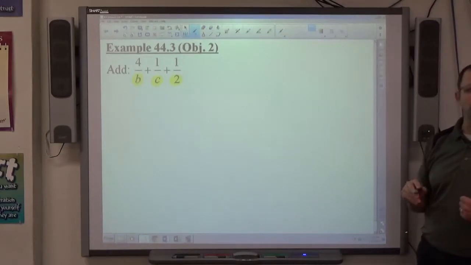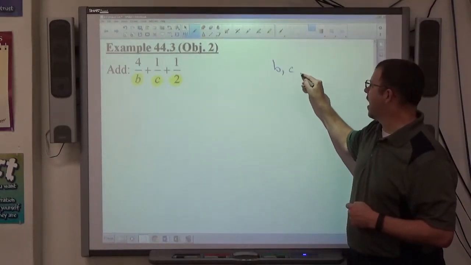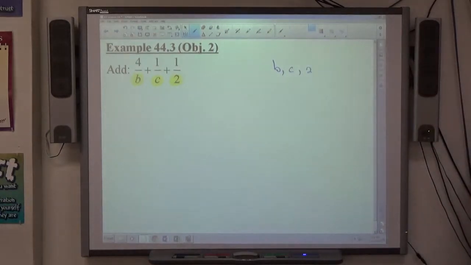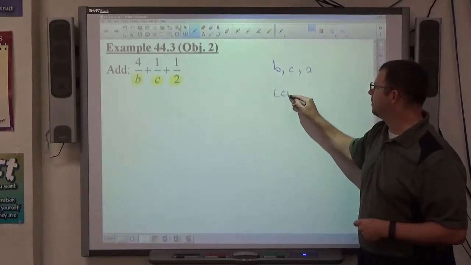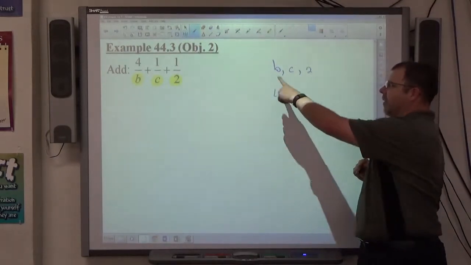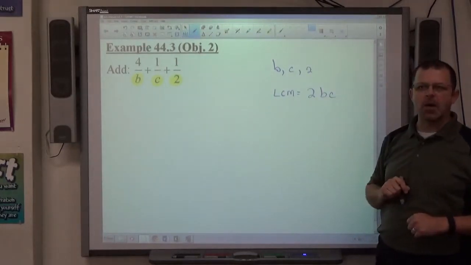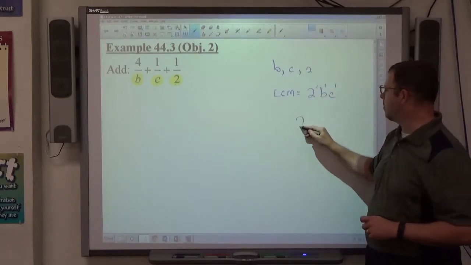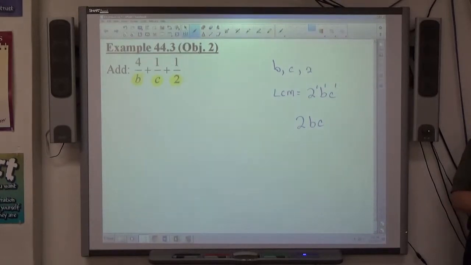These denominators are pretty basic, right? B can't be factored, C can't be factored, 2 can't be factored. So they're already prime. Everything's prime, right? And if I'm trying to find the least common multiple of the denominators, I write LCM equals, I write every single thing that happened, which is 2, b, and c, and I take the highest power of each one first. Multiply those together. 2bc is my magic thing right here. That's how you find the least common denominator.